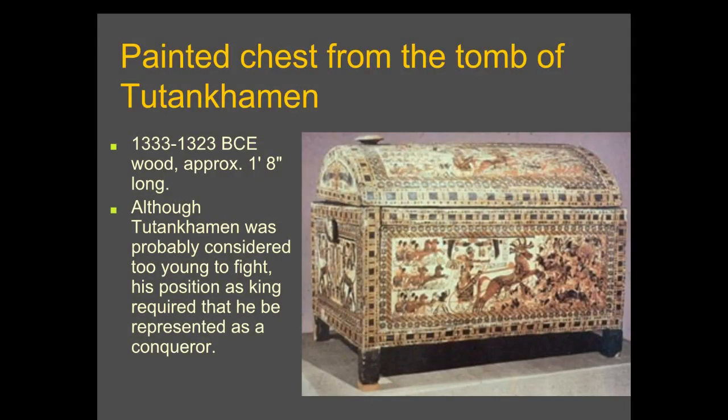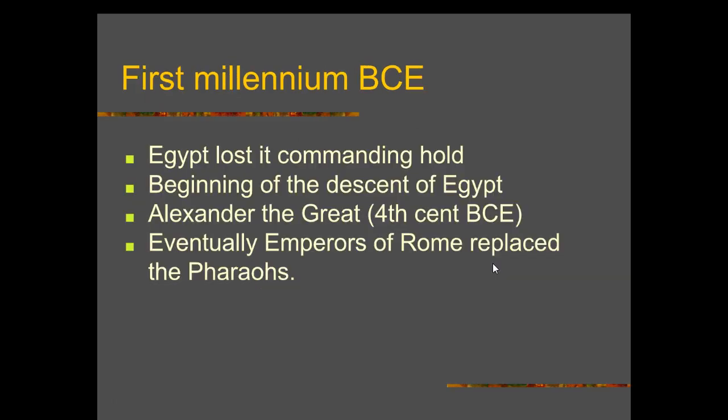So, painted chest from within the tomb of Tutankhamun. Although Tutankhamun was probably considered too young to fight, his position as a king required that he be represented as a conqueror. So this wooden chest was put in there, and if you look at the symbols, it shows in the features right there a large fight and a large battle.